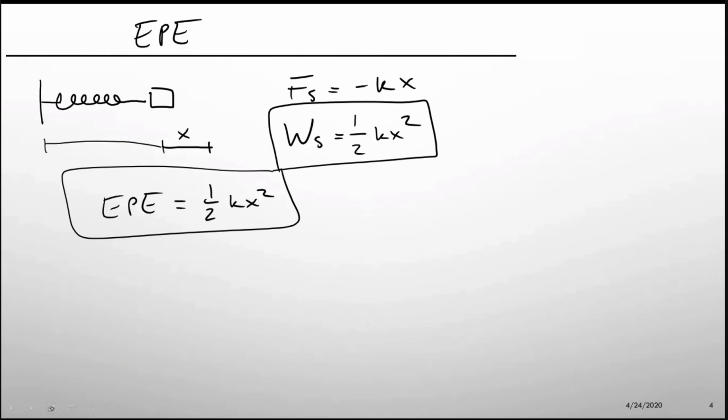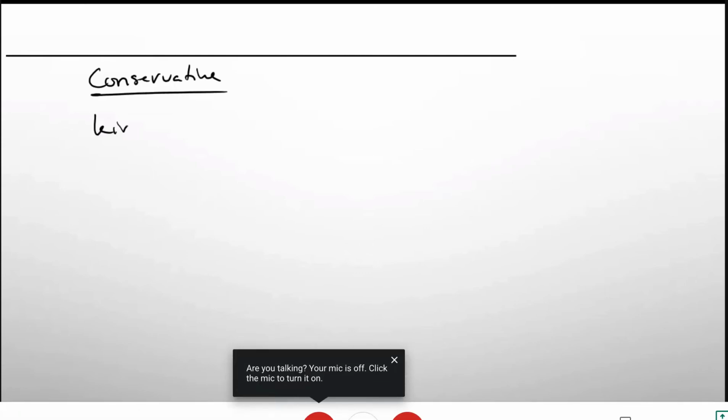So how do these relate? Well, up to this point, we've talked about conservative types of energy. So kinetic, gravitational, and elastic.